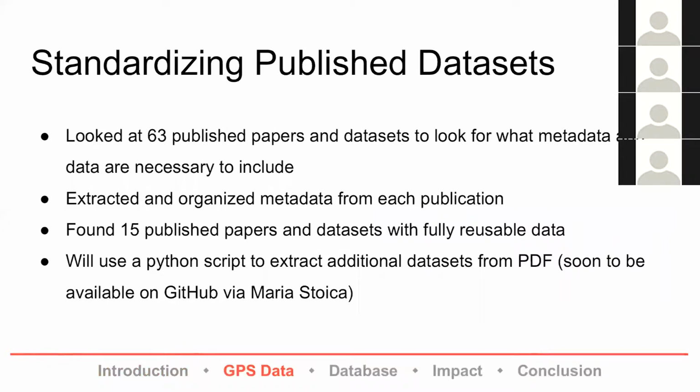So what I did this summer was I looked at 63 published papers and data sets to see what metadata they include, how it's included, where, and what would be necessary for us to include in our own format. From each of those, I made a very nice spreadsheet, which had exactly what we thought we needed and where it was in each of these papers.